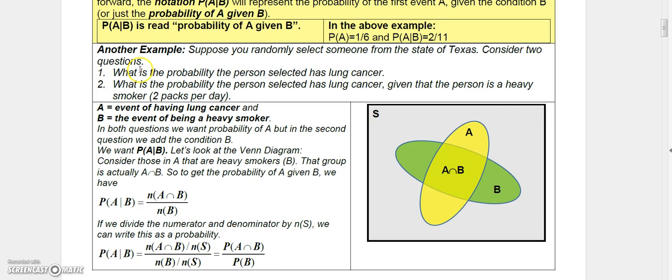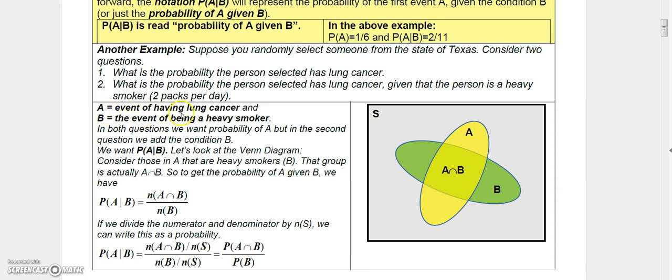In this example, what is the probability that a person selected has lung cancer? That's one probability, but we could also ask what is the probability the person selected has lung cancer given that the person is a heavy smoker, and by heavy smoker we mean 2 packs a day. Both are asking for the probability that the person has lung cancer, but in the second example I'm restricting the population to only those that are heavy smokers. So let's take a look at this in a Venn diagram.